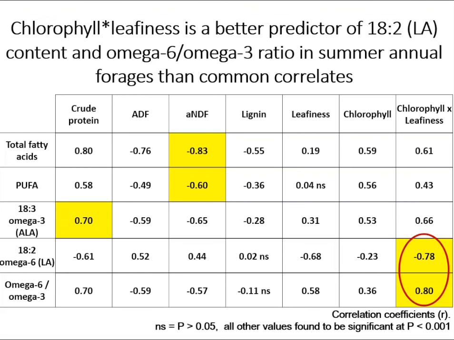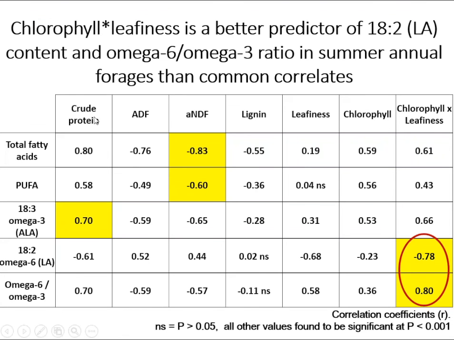So I'm going to point out my error on this slide that we just saw this morning. At the very bottom of this table, it says omega-6 to omega-3, which is the way we often present this ratio. However, when I did these statistics, I had actually done it as omega-3 to omega-6. Keep that in mind. But many of the common correlates that people use to kind of gauge forage fatty acid contents are along the top here.